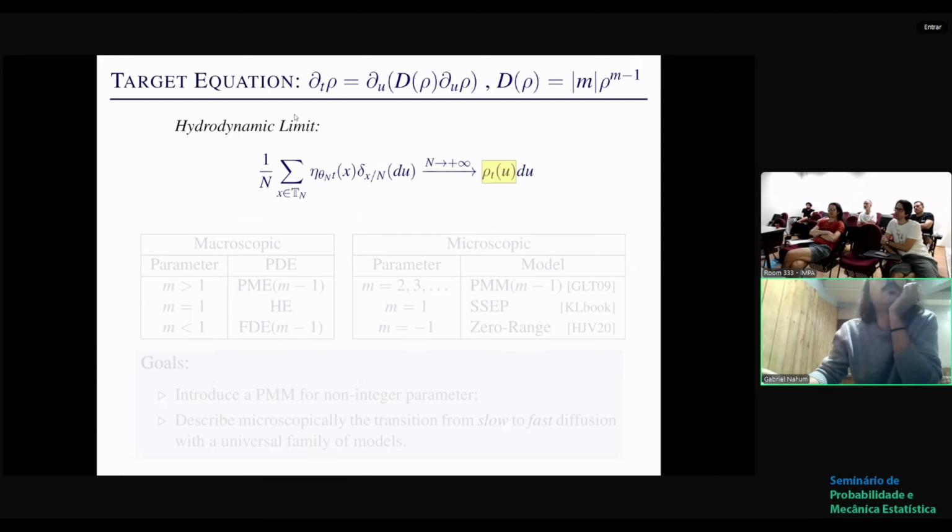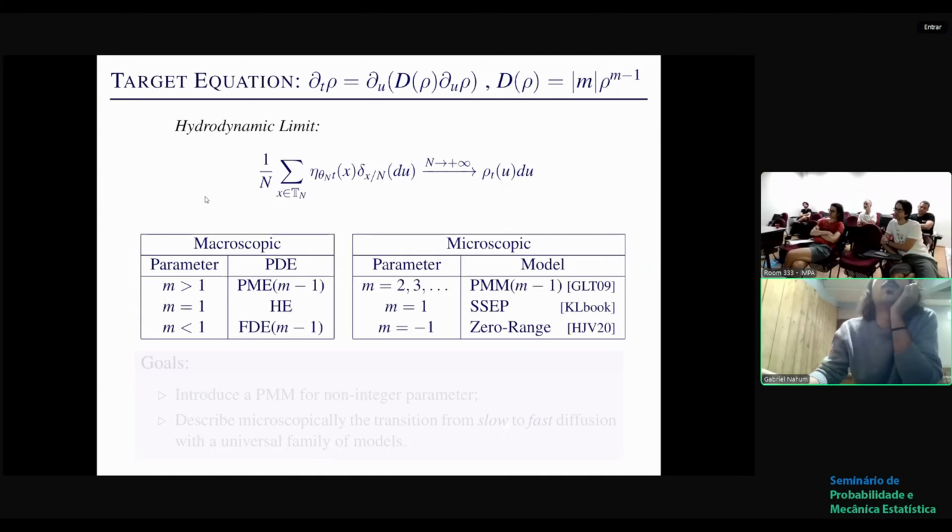So back in around the middle of my dissertation, I started studying this equation here in the Porous Media Model. And what we found out in the literature was that one can derive this target equation for different values of m with different models. For m larger than 1, this equation takes the name of the Porous Media Equation, and we have a collection of models that are associated with this equation here for the exponent to be any positive integer.